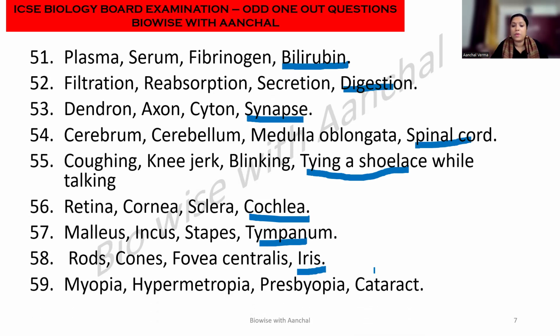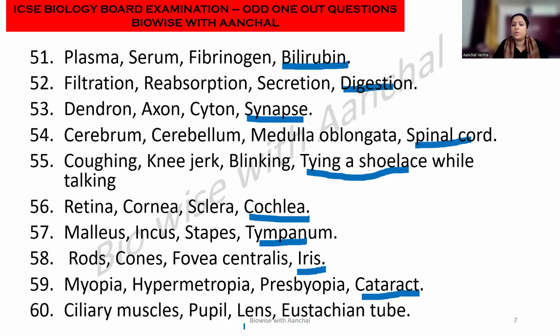Myopia, hypermetropia, presbyopia, cataract. Now here, cataract is the odd one out. All are the diseases of the eyes. But in myopia, hypermetropia, and presbyopia, the focus of the lens is hampered. So they are all disorders because of the refractive index of the lens. But cataract is the lens becoming opaque, right? Ciliary muscles, pupil, lens, eustachian tube. These are all components of the eye, and eustachian tube is in the ear.